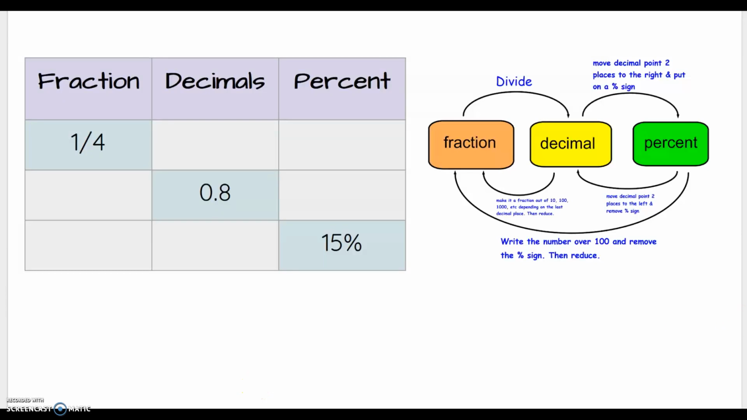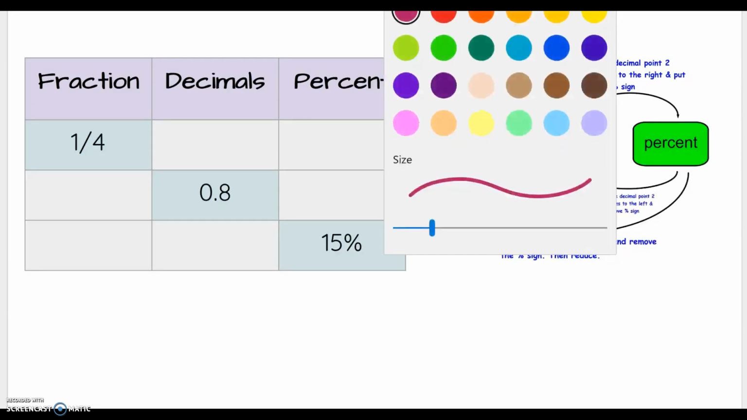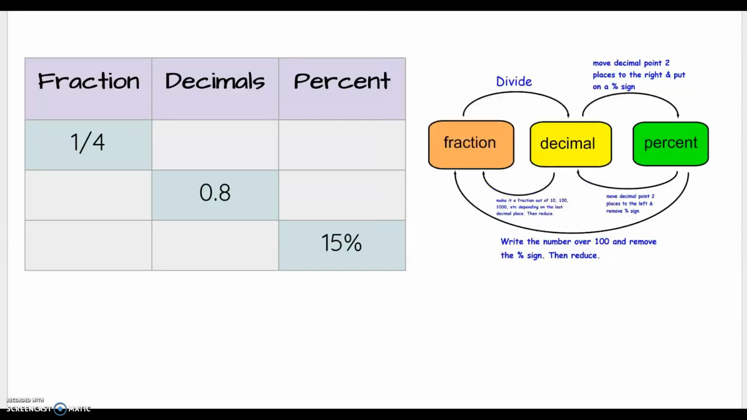Hey guys, for this activity, we're going to be converting fractions, decimals, and percents from one form to the other two. So notice that I have given you this handy chart on the slide before that you can reference if you're a bit unsure how to get from one form to the next. Okay, so we are given 1/4. So I need to go from a fraction and convert it to a decimal and a percent.